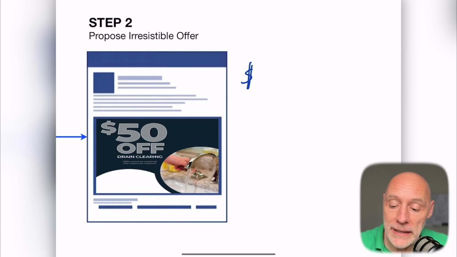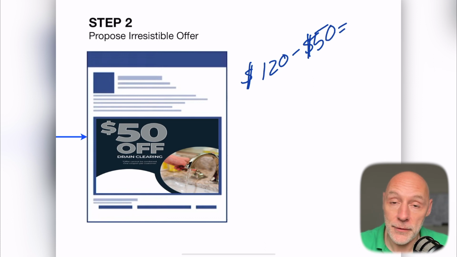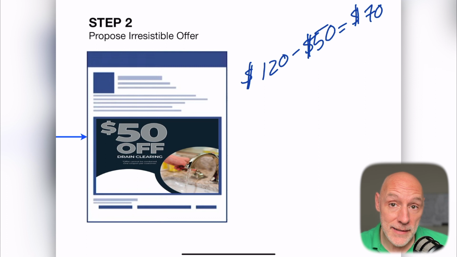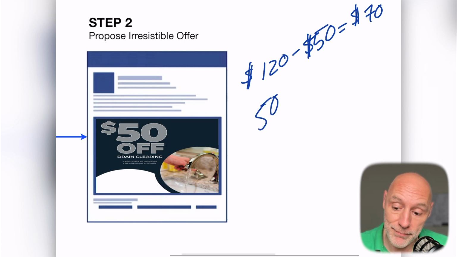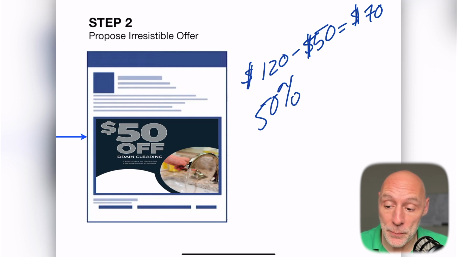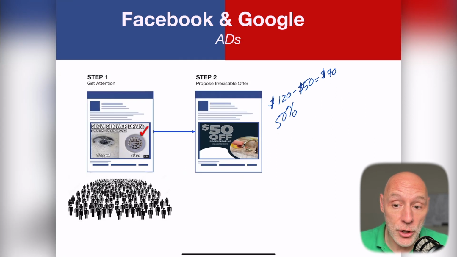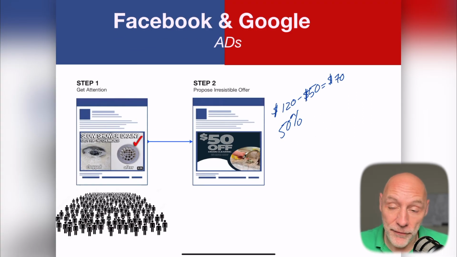Now, if a drain cleaning is $120 and we knock off $50, that leaves us at $70. I mean, that's not bad. That's pretty good. You're saving $50. It's not 50% off, which I would like to say, but still, $50 off is a good chunk of change for something that's not very expensive.